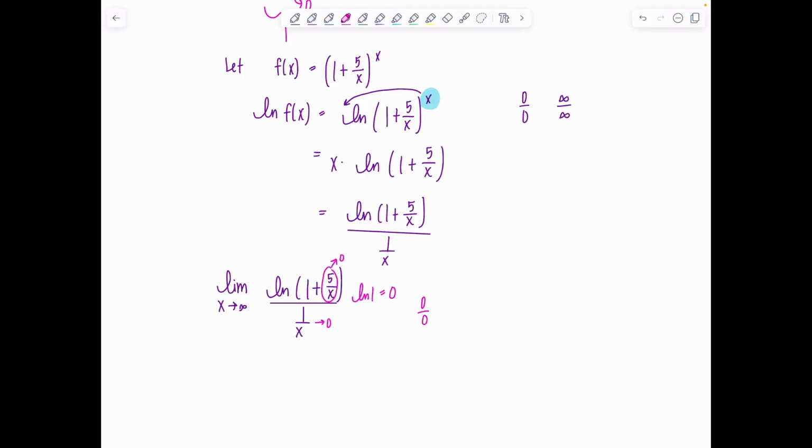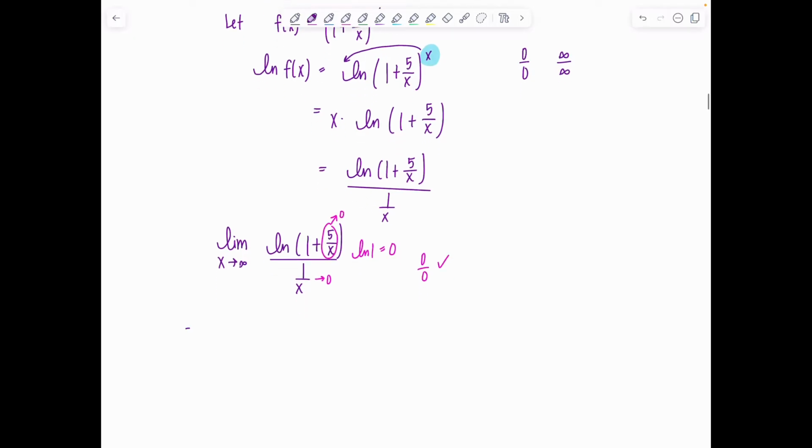So indeed, I have 0 over 0. Great. Then let's go do L'Hopital's rule with a clean conscience. It was warranted. Limit x goes to infinity. Now, when you do L'Hopital's rule, I always say it's like the illegal quotient rule. You're not doing the quotient rule. You're just taking the derivative of the numerator and then the derivative of the denominator separately.